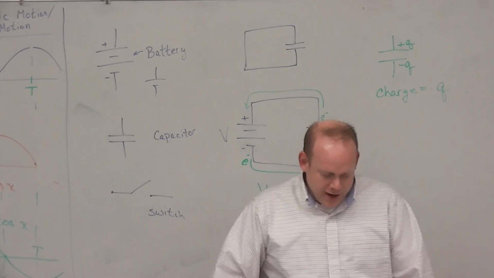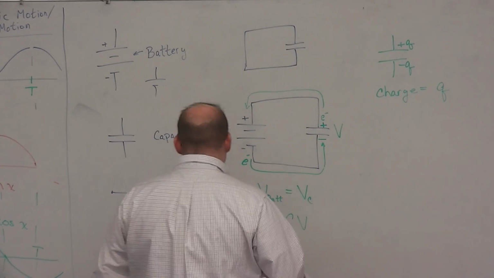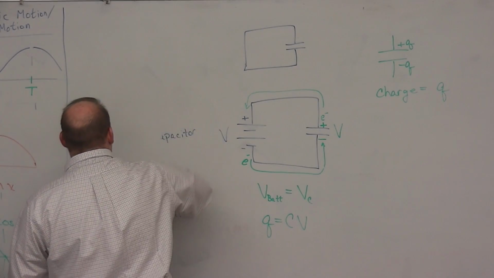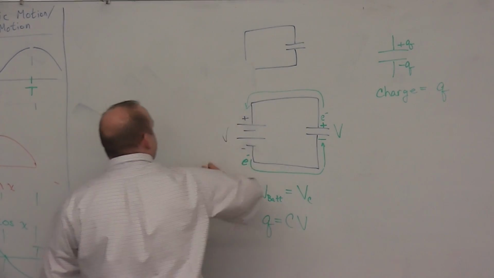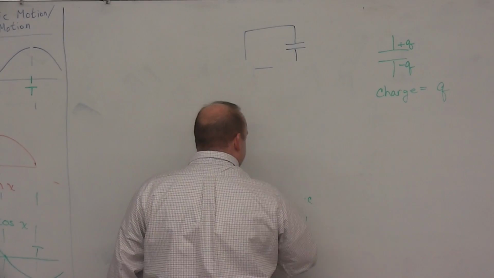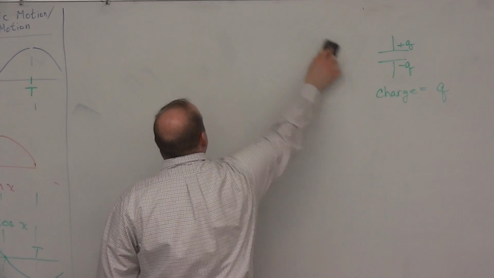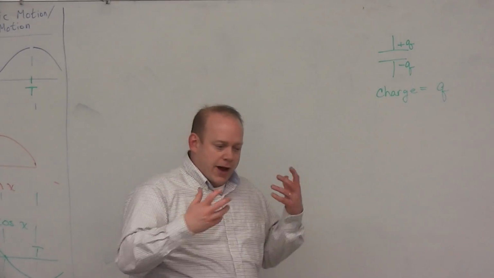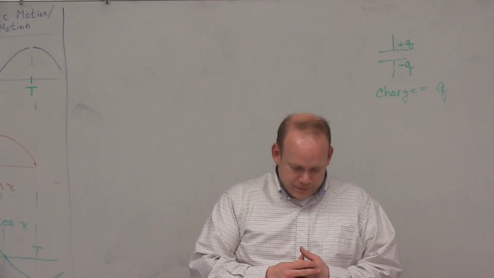So now, let's take a look at a parallel plate capacitor. Capacitors are made of conductors. They have to be conductors because if they weren't conductors, you couldn't have the charges flow out of them. And if the charges didn't flow out of them, you wouldn't have any charge buildup.